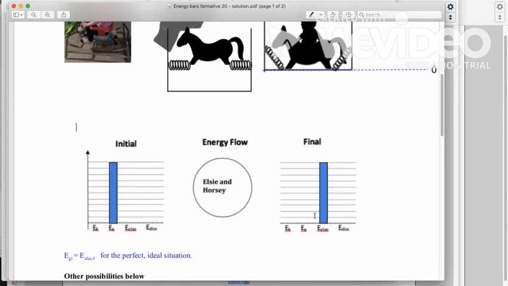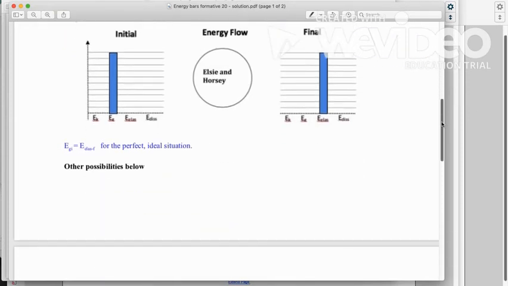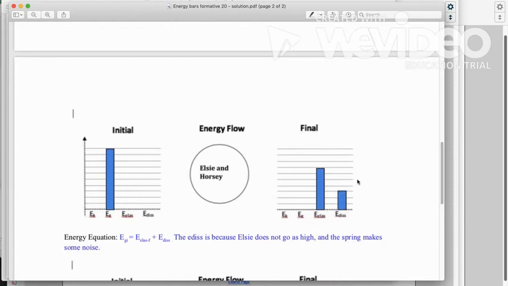A couple other options that you could have had. You could have had the friction with it, because this is a spring stretch, so you're going to have a little bit of friction with it. So then it's going to be EG equals E elast plus E dis.